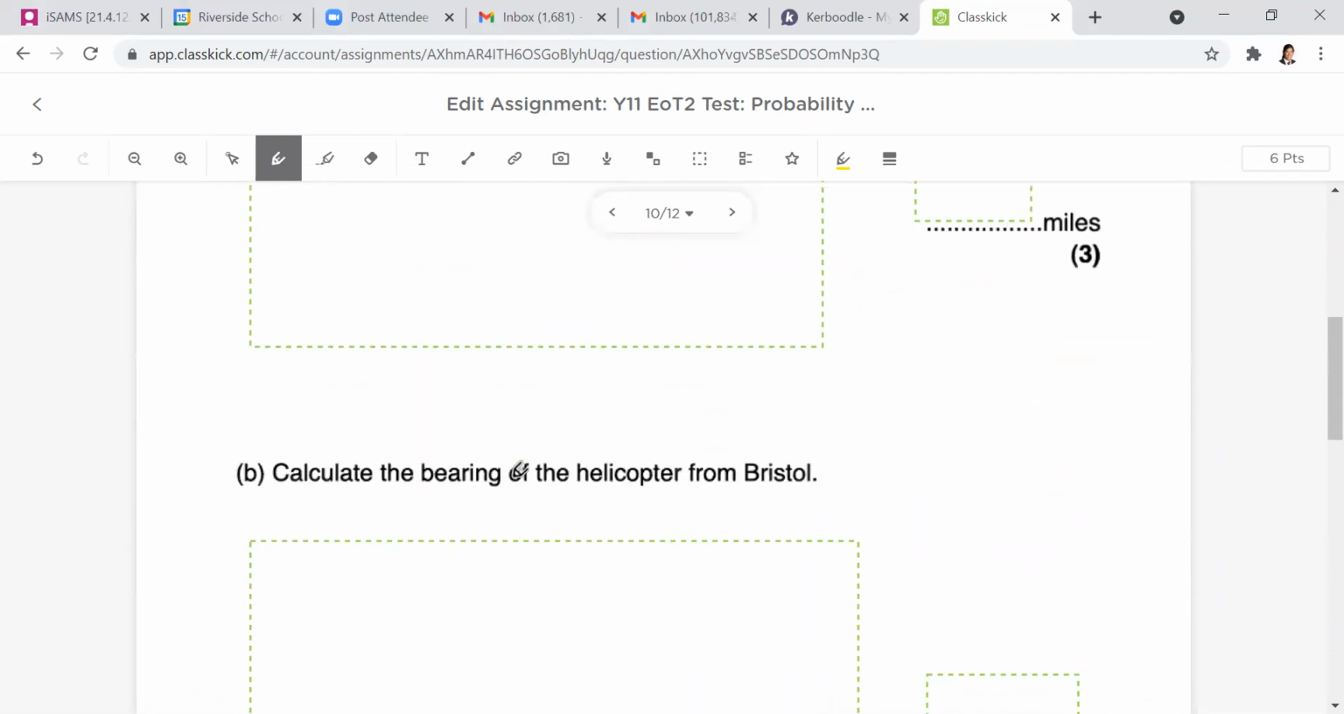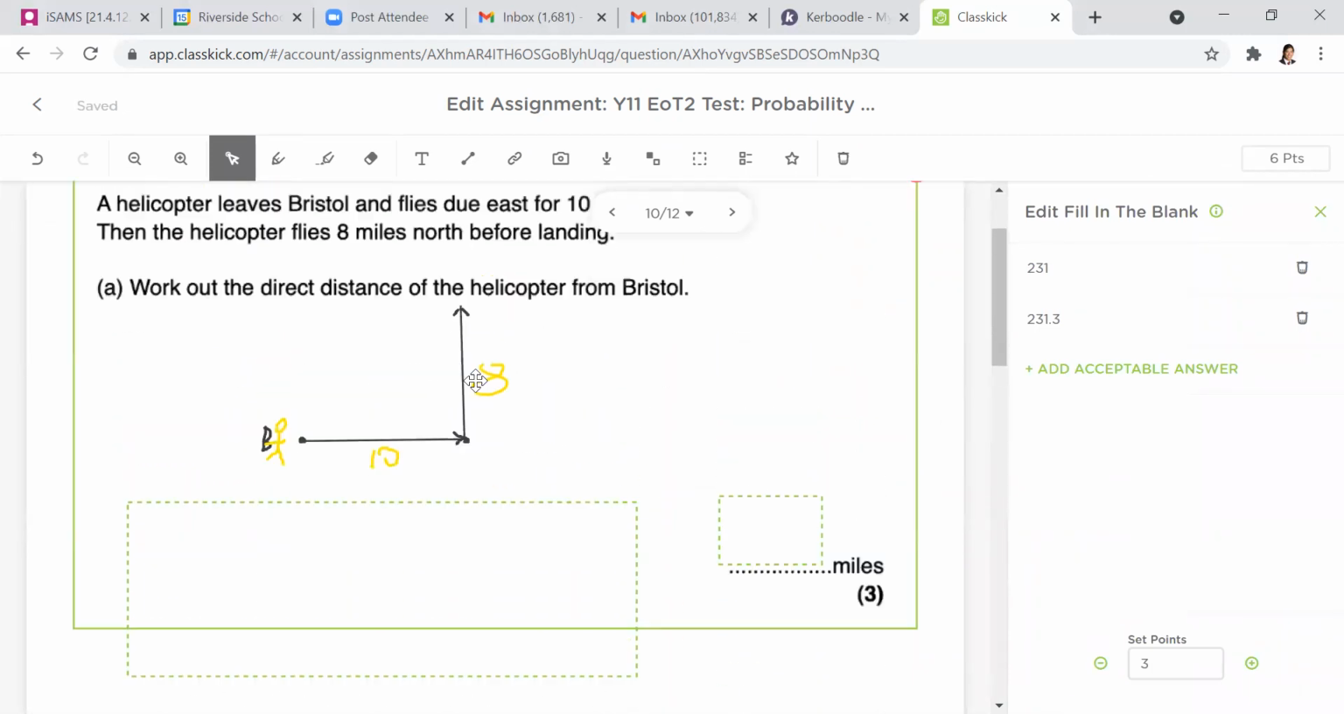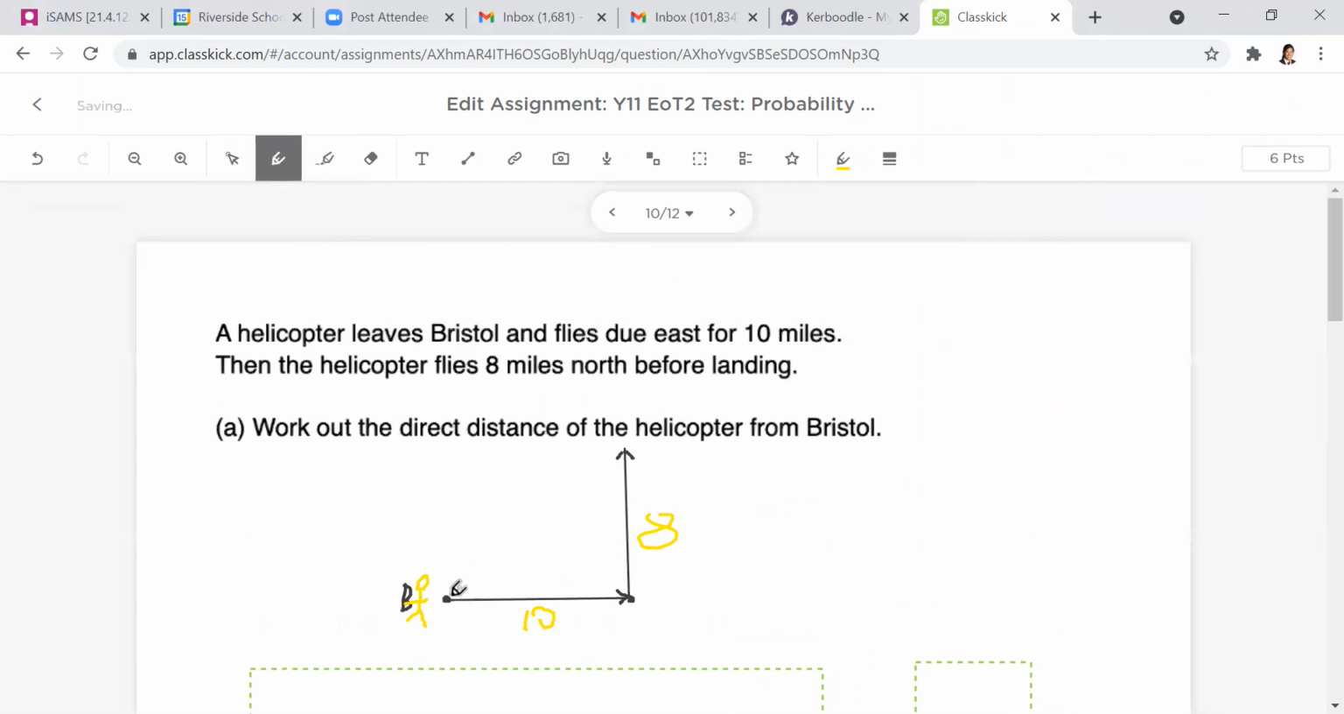Oh, hold on a second. I did the bearing of Bristol from the helicopter. Oh, bugger. That should be okay. Let's see. If that's 8, that's 10. Whoops. This angle is what we're looking for. That's going to be 90.